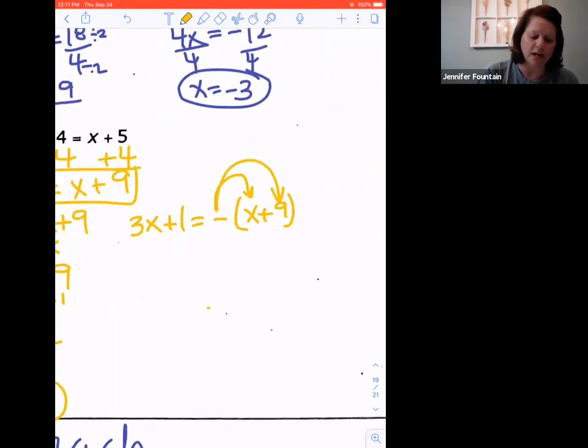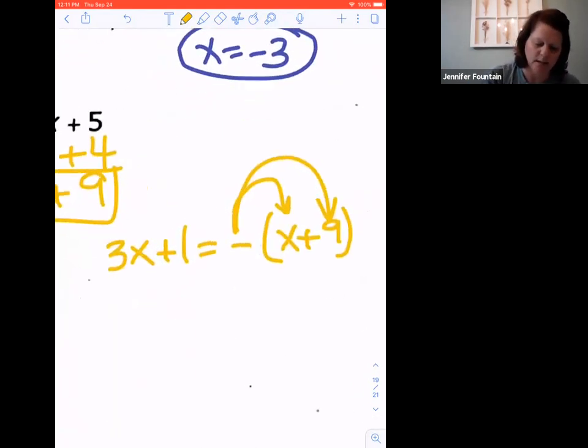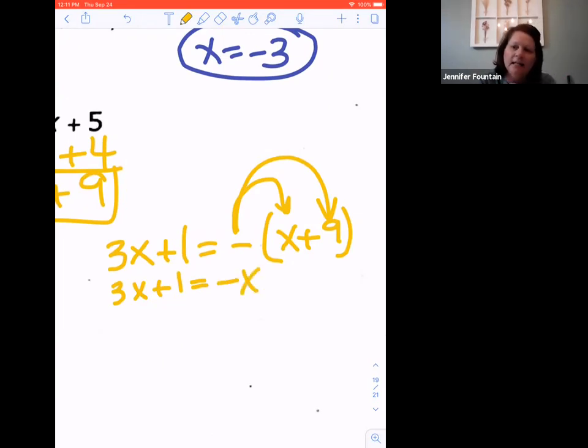Now let's go back over here to my negative one. I've got 3x plus 1 equals, now I've got to distribute that negative, and like I said, having a negative there is like having a negative 1. So that means I have to distribute negative 1, so I have to multiply everything by negative 1. So negative 1 times positive x is negative x. Negative 1 times positive 9 is negative 9. You good with that so far? Yes. Okay, now what am I going to do?